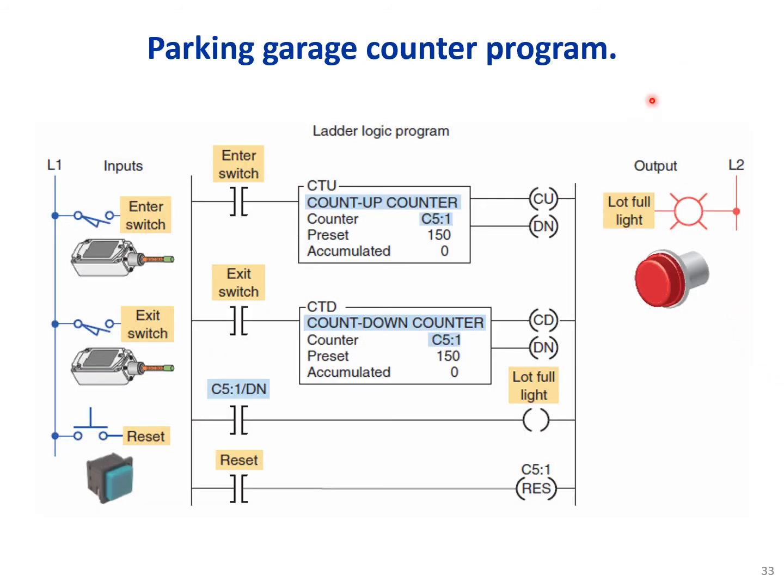Parking garage counter program. Here we have our inputs. We have enter switch, proximity sensor, exit switch, proximity sensor, and reset. So this one is installed at the entrance, and this one is installed at the exit of the garage. And this one is used for resetting the counter. We have an up counter that is triggered by the enter switch, and a down counter triggered by the exit switch.